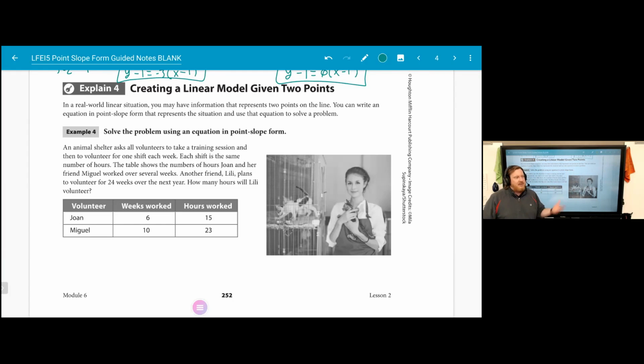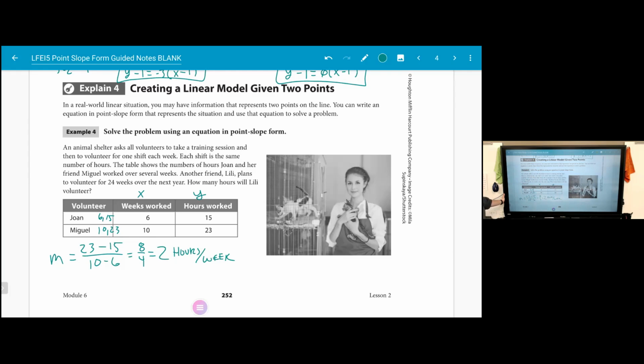We don't have slope, but we've got a couple points, which means we can find slope, right? I'm going to treat X as the number of weeks worked and Y as the number of hours worked. And so let's go ahead and figure this out. My slope, again, this is like 6, 15, and this is like 10, 23 as my X and Y values. So my slope is 23 minus 15 divided by 10 minus 6. This is 8 divided by 4, which is 2. In other words, 2 hours per week is what they need to volunteer for.